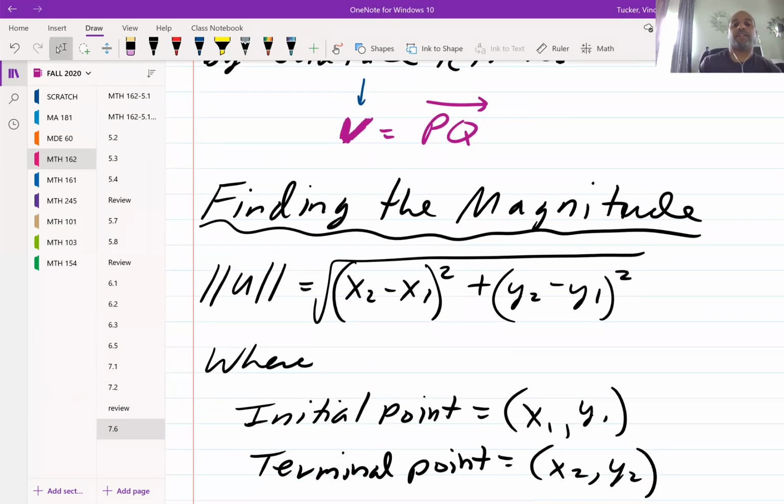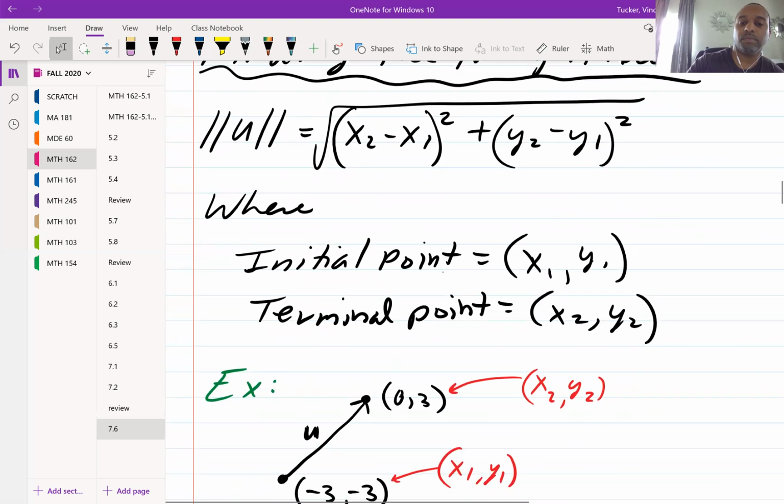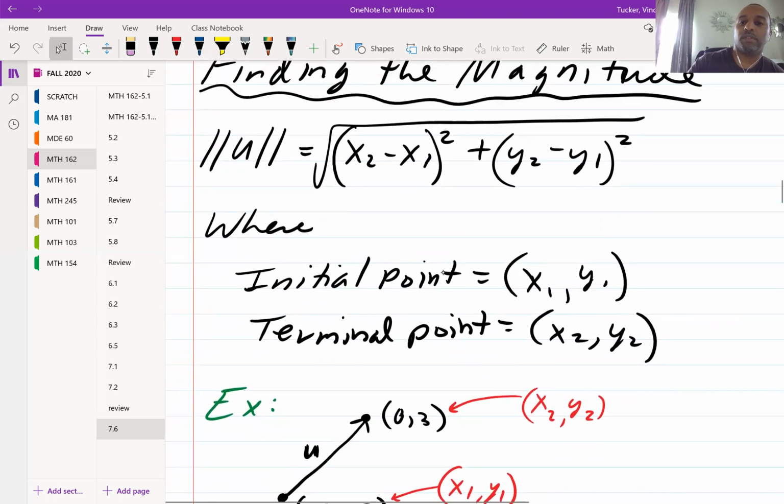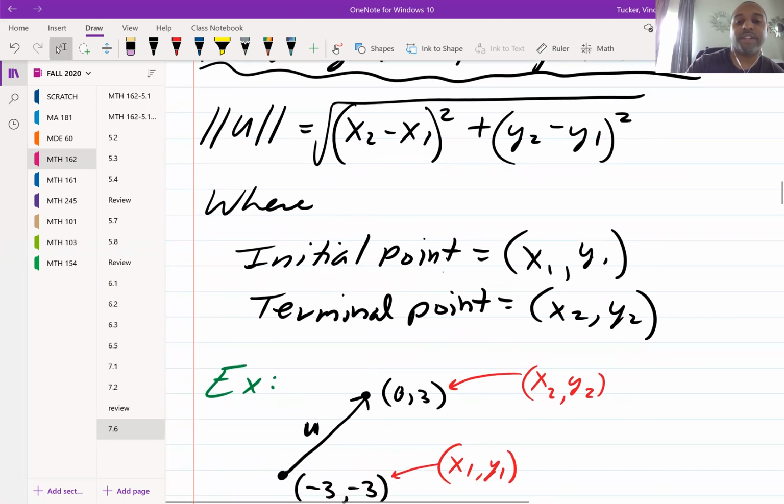All right, finding the magnitude. If I want to find the magnitude of u, I would do the square root of x2 minus x1 squared plus y2 minus y1 squared. Pretty sure you guys have seen that formula before. That's the distance formula. Your initial point is x1, y1, and terminal point x2, y2. Give you a chance to copy. Well, I guess you can pause the video if you need to, right?